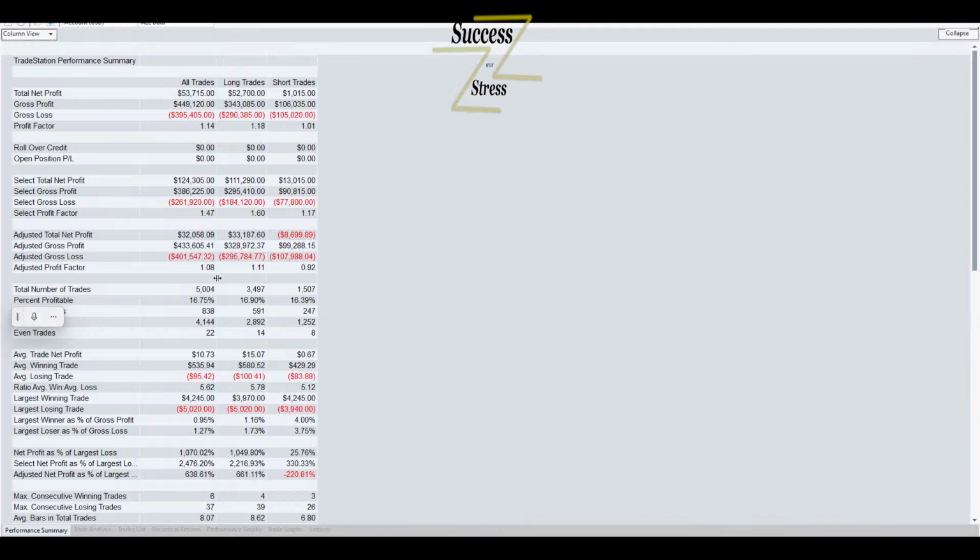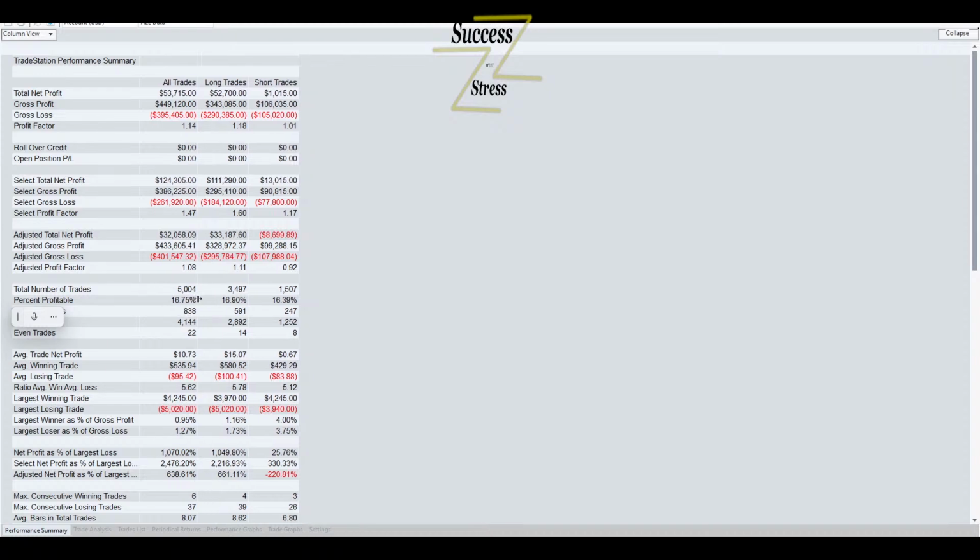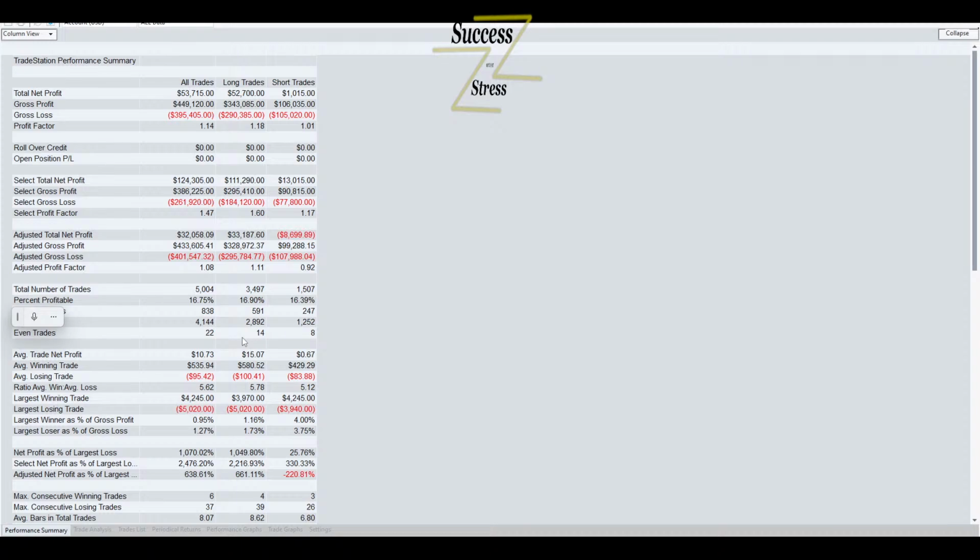Jesus, performance summary on that, 53,000. Only 16% profitable, but again, if the reward is outweighing the risk, then your script can be less profitable, but you can make that much more money, right? So the profit factor is 1.47. So for every dollar that you lose, you're making $1.50, something like that. I think that's the way they talk about profit factor.